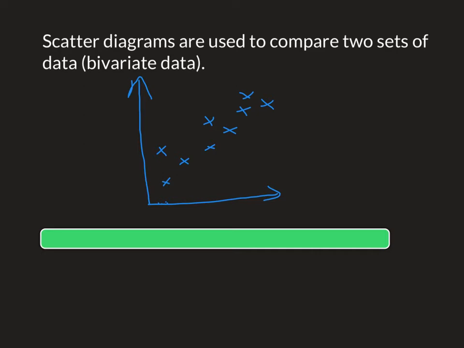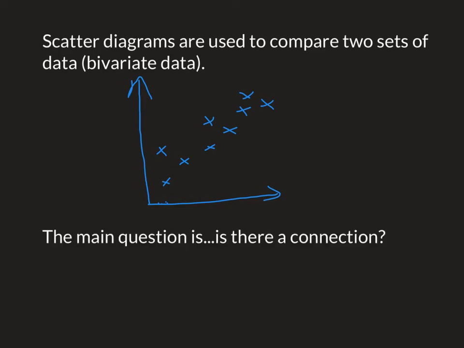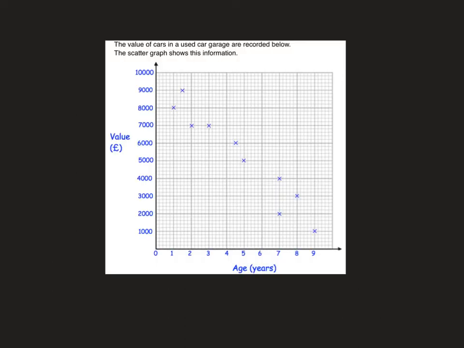And the main reason we draw these, like I've said, is because we want to know really, is there a connection between those two sets of data? So here's an example of a completed scatter graph. Here we've got, a bit like I was talking about earlier, the value of cars in a used garage are recorded below, and the scatter graph shows this information.